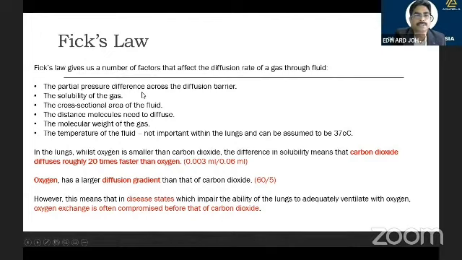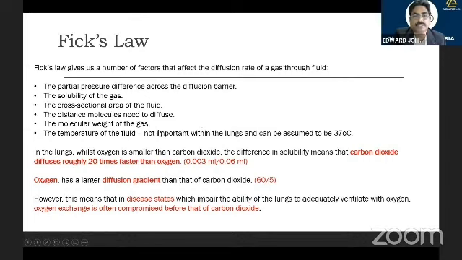Then the solubility of the gases. High solubility of the gases, it diffuses fast. Then the cross-sectional area of the fluid. So more area of contact, there is more chance for diffusion. Then the distance the molecules need to diffuse. So for oxygen, it has to diffuse from the alveoli through the alveolar epithelium and interstitial space, then the capillary endothelium, then it has to enter into the plasma. From the plasma, it has to travel to the RBC, then the RBC membrane, then the RBC cytoplasm, and only then it has to reach the hemoglobin. So this is the distance the molecule has to travel.